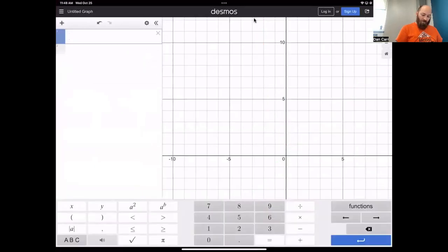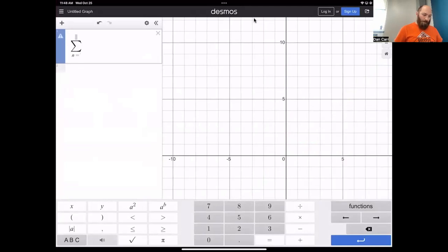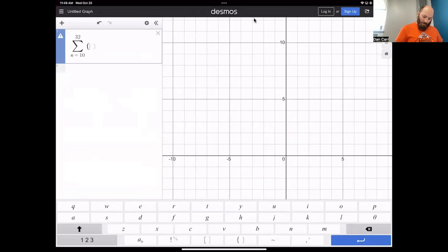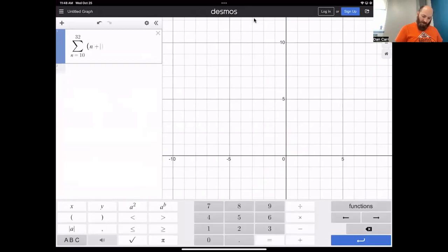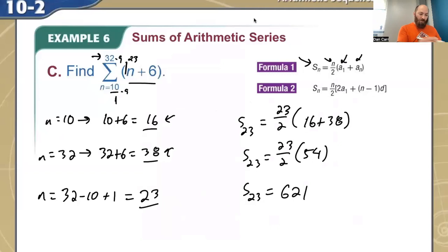Okay, so I go to functions, go down until I get my sum. Okay, n was starting at 10, it goes up to 32. And my rule here was n plus 6. And you see it gets the same exact answer, 621. Okay, so just two tools you can use to help with this. Again, it depends on the fact that it's an arithmetic sequence here.